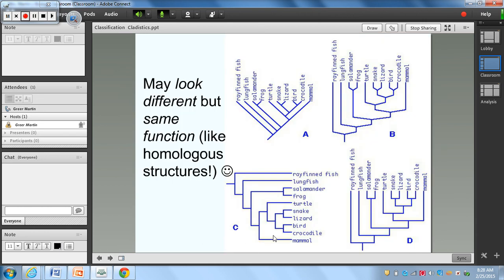So there are different ways to draw cladograms, but if you always follow that rule that you start at the bottom, whatever your pencil crosses as you get up to it is going to help you understand how to create cladograms and read them as well.